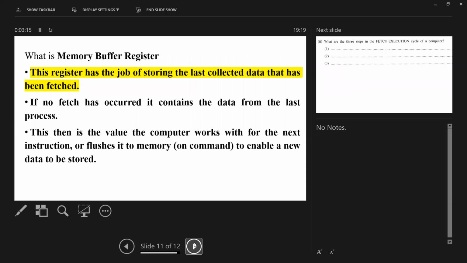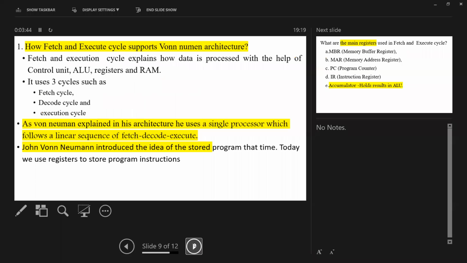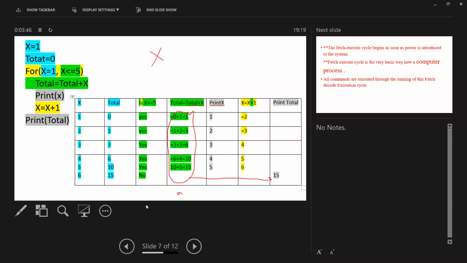So memory buffer. This register has the job of storing the last collected data that has been fetched. So it will remain until the job finishes. That means this register has the job of storing the last collected data that has been fetched. If no fetch has occurred, it contains the data for the last process. Can you remember where we had this earlier?